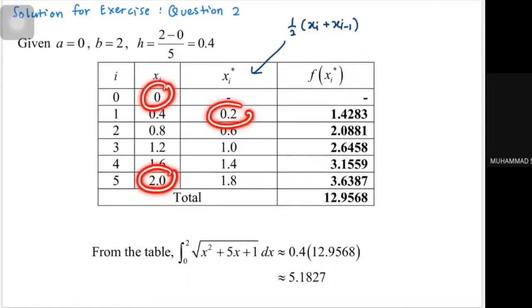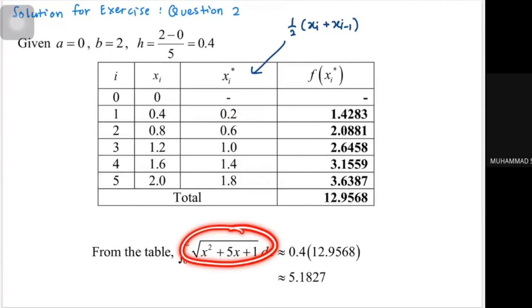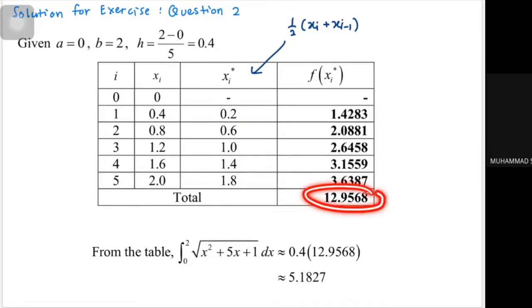Find the midpoint: 0.4 plus 0 divided by 2, 0.2. Substitute 0.2 into your f(x), then you will get this value. Find it for each of your i, from 0 to 5. You sum up all these values of f(xi*) and then multiply with your h. You get the approximate solution, 5.1827.